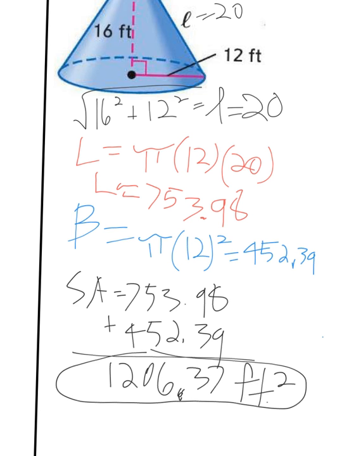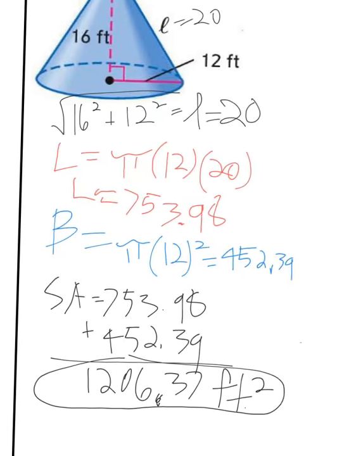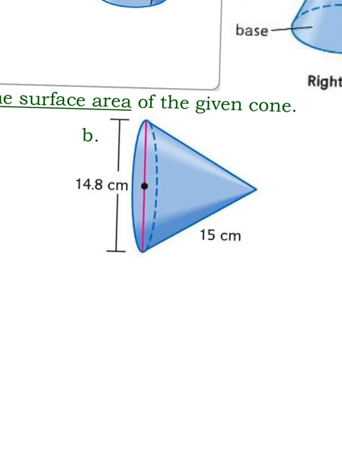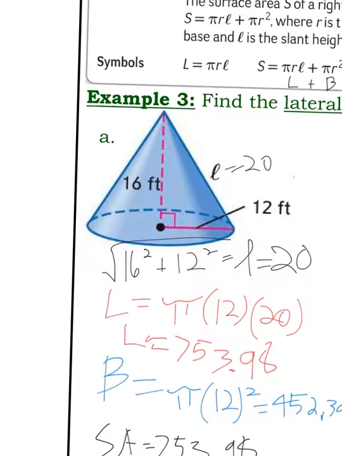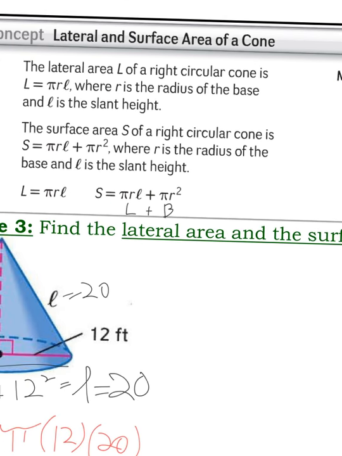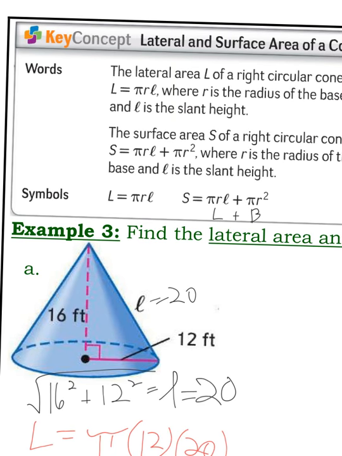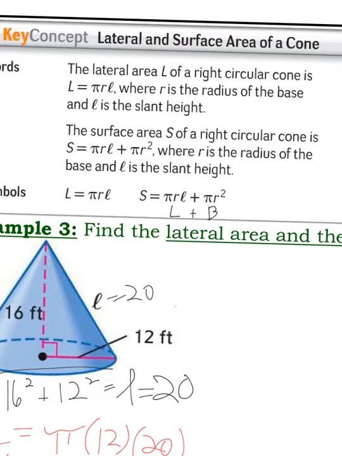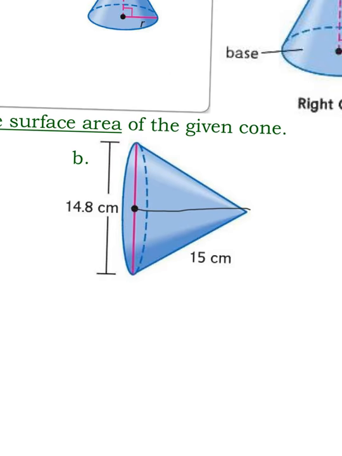Okay? So I'm going to do one more example, and if you notice, we're not given the height of this cone. See how 16 was the height before, but we're not given the height? But look at your formula. My formula says pi times the radius times my slant height plus pi times r squared. So do I need to know the height of the cone? I actually don't. I just need to know this, the 15.